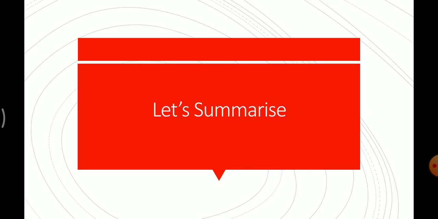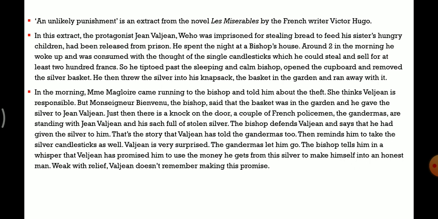Now, let's summarize. An Unlikely Punishment is an extract from the novel Les Miserables by the French writer Victor Hugo. In this extract, the protagonist Jean Valjean, who was imprisoned for stealing bread to feed his sister's hungry children, had been released from prison. He spent the night at a bishop's house. Around 2 in the morning, he woke up and was consumed with the thought of the silver candlesticks which he could steal and sell for at least 200 francs.